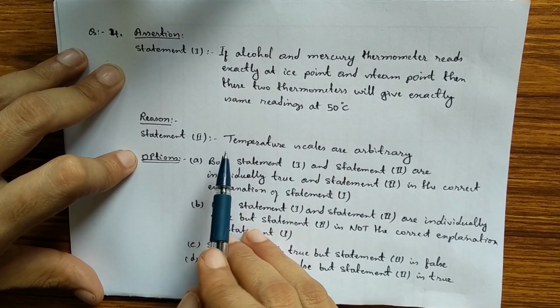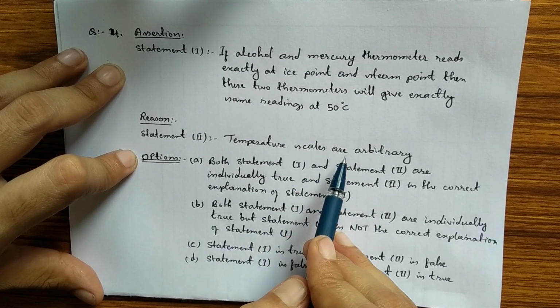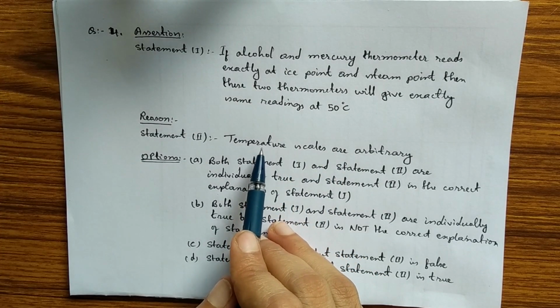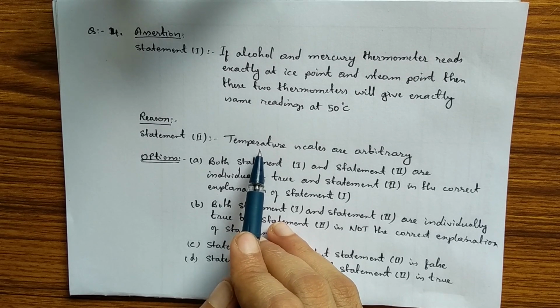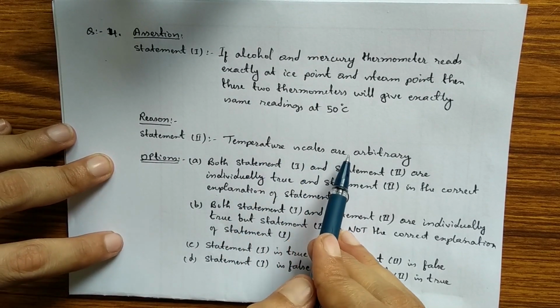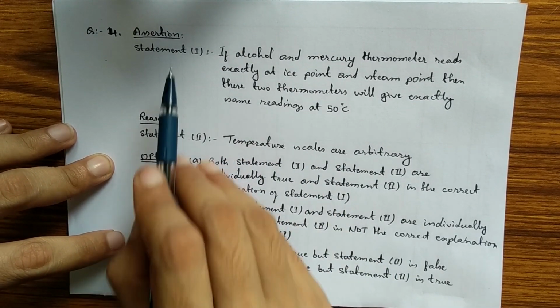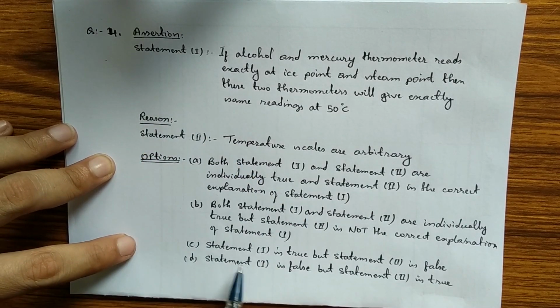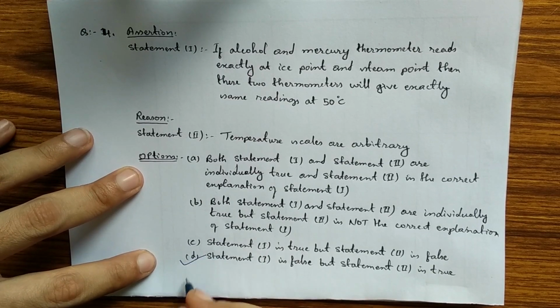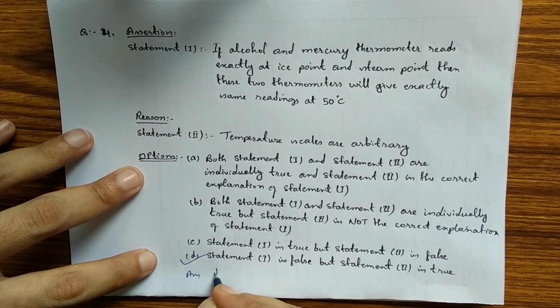And we know that temperature scales are arbitrary. We have seen this in the previous classes. In the question also we constructed our own scale, the P scale. So temperature scales are arbitrary, so statement 2 is true and statement 1 is false. So statement 1 is false, but statement 2 is correct. So D is the correct option. The answer is option D.